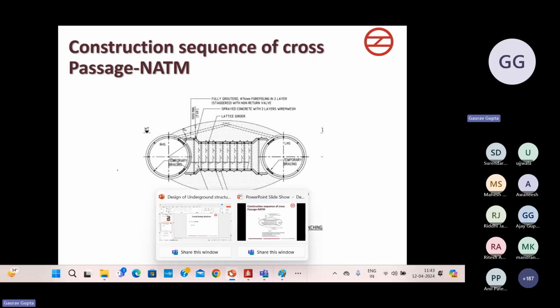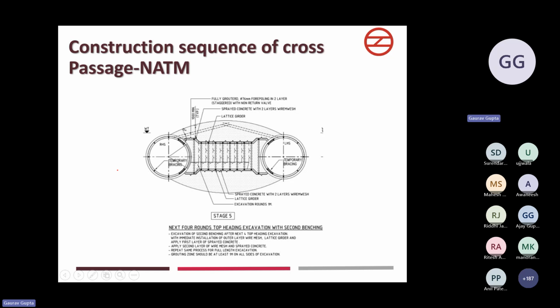Then similarly, next 4 rounds of top heading excavation with second benching. After four rounds of heading, then one benching, then again a similar procedure has to be performed.